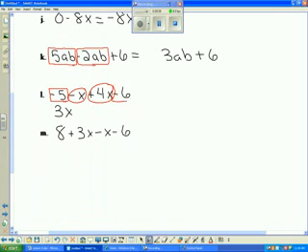My numbers here, these are also like -5 and -6. And when I combine those, what do I get? Negative 11. Negative 11. Perfect. Very nice job.